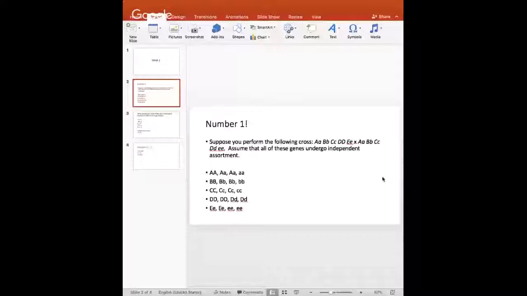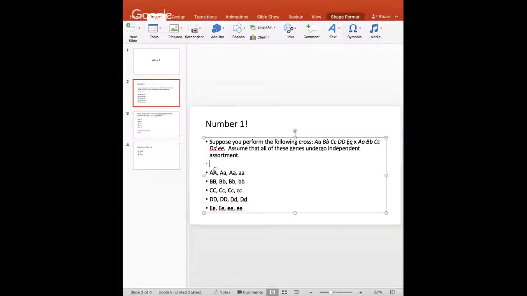So on question one, it said, suppose you perform the following cross. Assume that all these genes undergo independent assortment. Instead of doing a Punnett square, we used the fork line method. It had a fork in it, but we went through and figured out the probabilities for each allele, each gene, and then we figured out the probability.